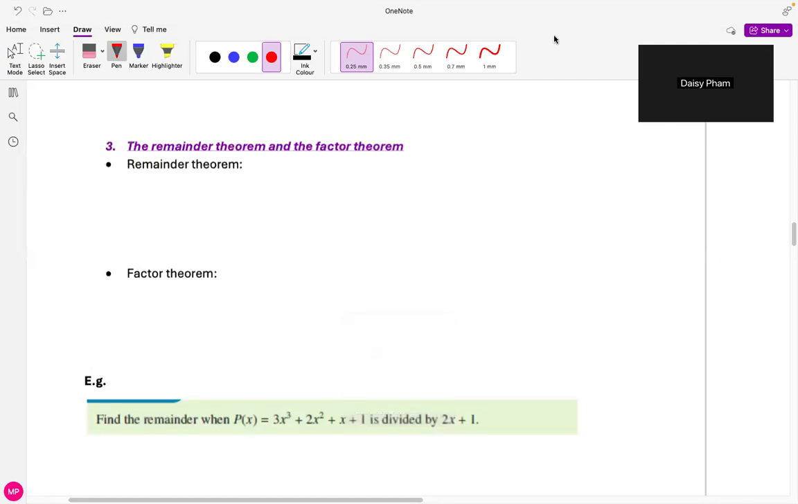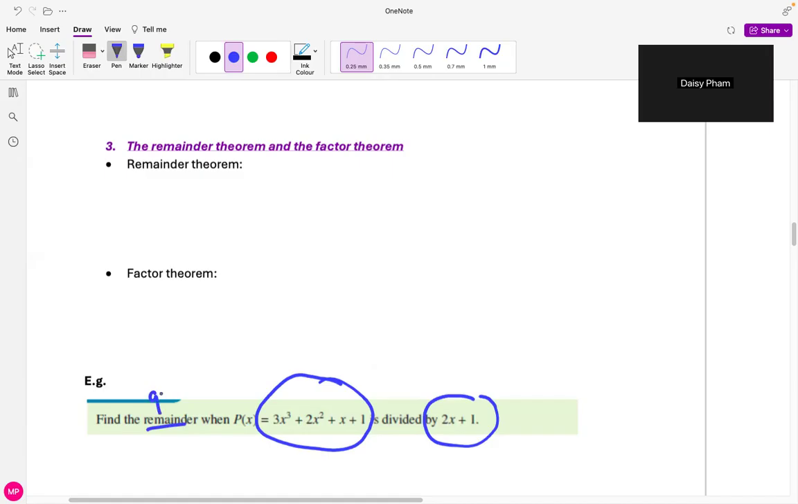Hi everyone. In this video, we're going to quickly touch on the remainder theorem and factor theorem. In the last video, we had an example where you can see a cubic divided by a linear, and the question wants us to find the remainder.